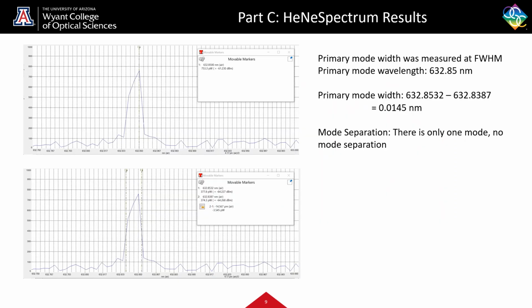These are the results for our helium neon laser. We find a primary mode wavelength of 632.85 nanometers, which is about what we expected of 632.8. Primary mode width of 0.0145 nanometers, and there's no mode separation because there's no second mode.